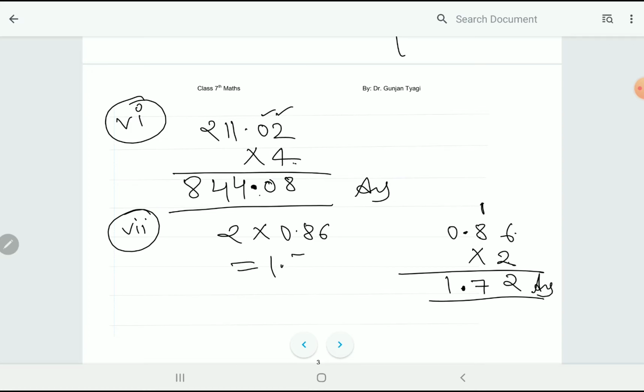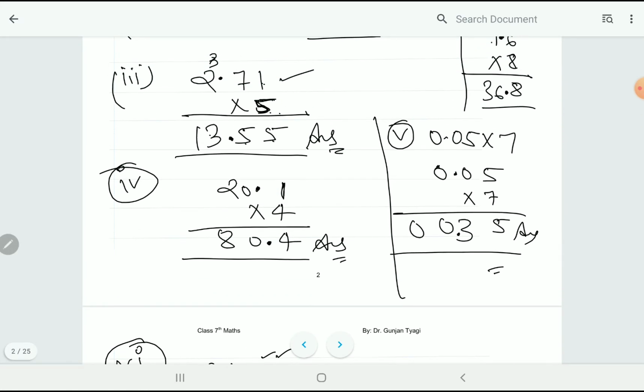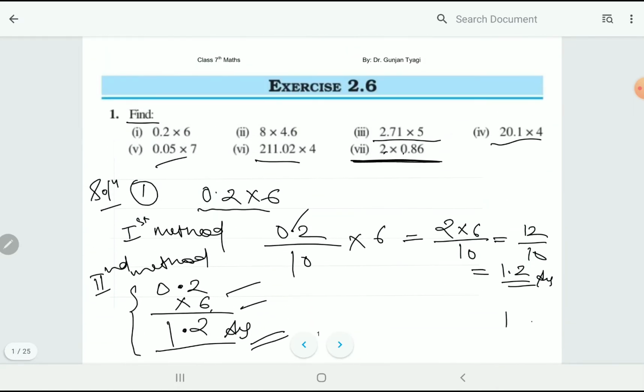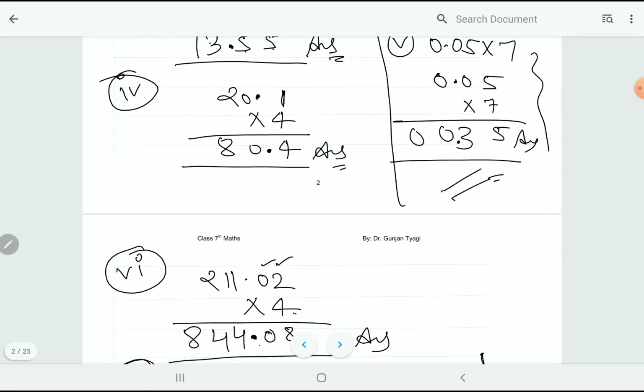Answer is 1.72. You will not write just the answer, you will have to show the calculation. So consider it as fair working, not rough working. You will multiply like that and you will show the answer. Question number 1 is complete. Let's do the next question.